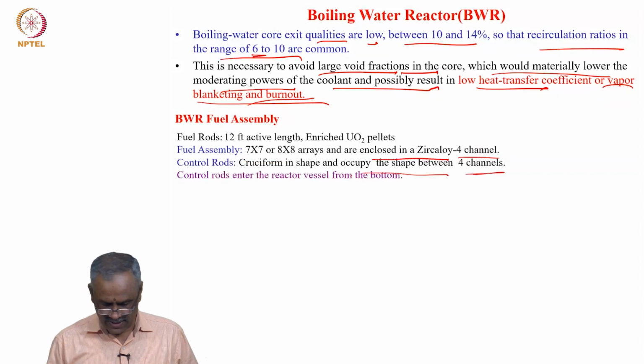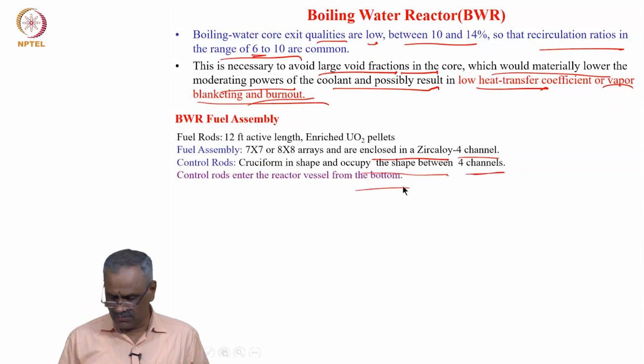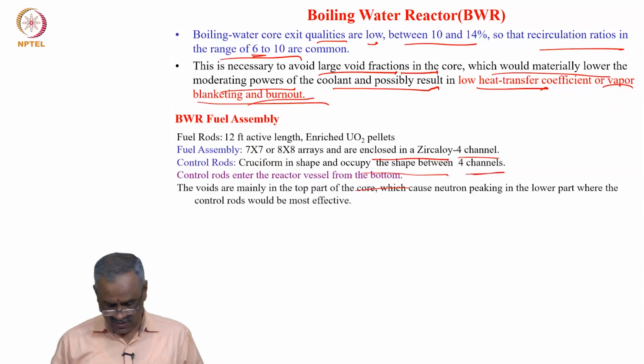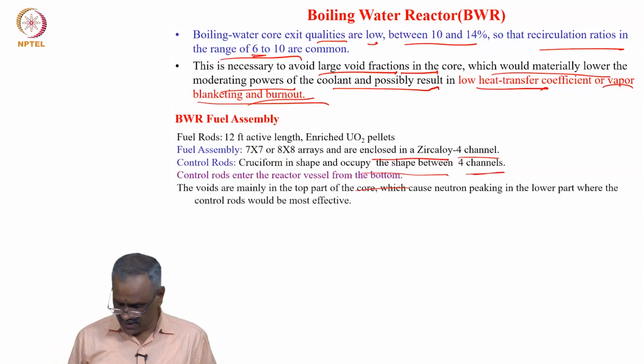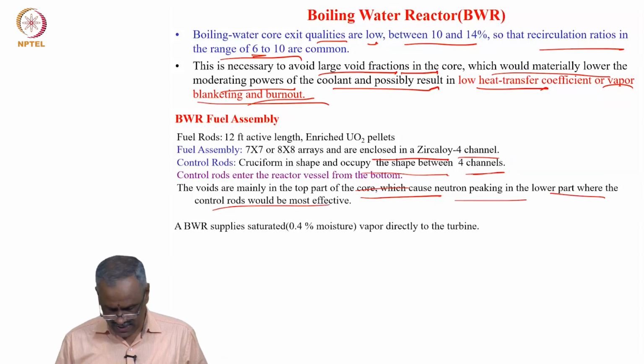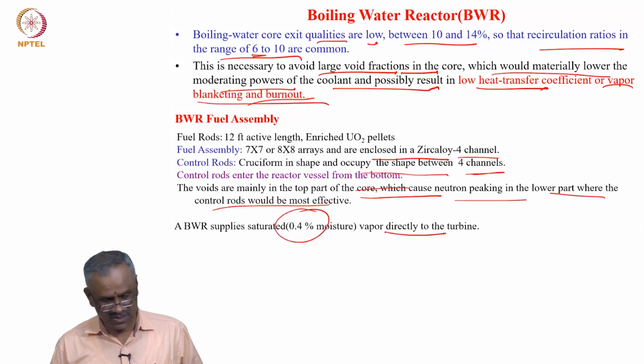and occupy the spaces between the 4 channels here. The control rods enter the reactor vessel from the bottom, whereas in the previous case from the top. It is mainly in the lower part where neutrons are absorbed and the control rods are most effective, and this is saturated vapor directly into the turbine, which contains about 0.4% moisture.